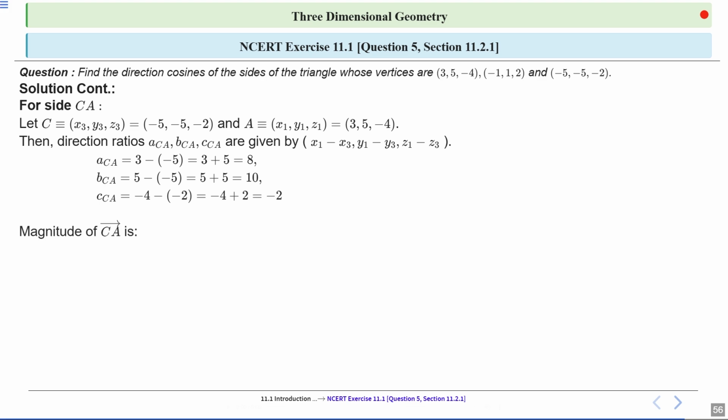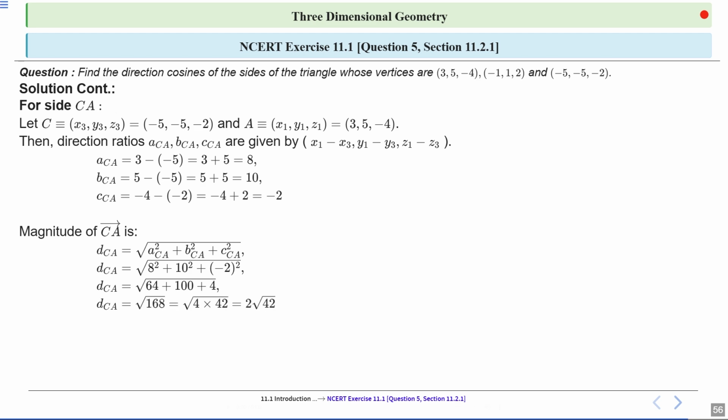Magnitude of vector CA is d_CA equals square root of a_CA square plus b_CA square plus c_CA square. Let's compute those squares. So d_CA equals square root of 8 square plus 10 square plus minus 2 whole square. It implies d_CA equals square root of 64 plus 100 plus 4, which is square root of 168. We can simplify square root of 168 as square root of 4 times 42, which equals 2 times square root of 42. So the magnitude of vector CA is 2 times square root of 42.